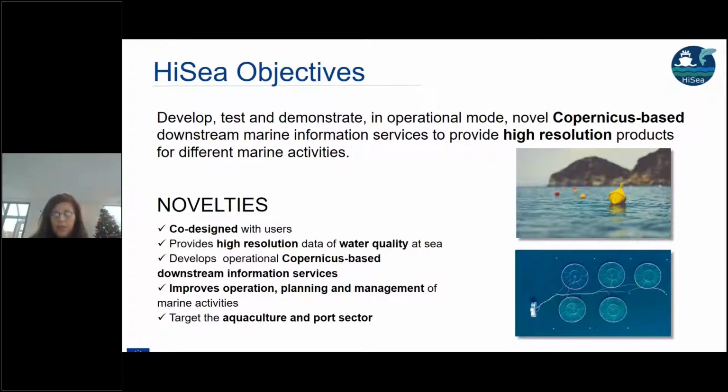We are providing high resolution data on the water quality at sea. This is really not only temperature and salinity, we will also be providing dissolved oxygen among others that are relevant for the sector. The real benefit and novelty is that this will allow the operation, planning and management of marine activities to improve, because we are also providing information on uncertainties and probabilistic forecasts within those services.